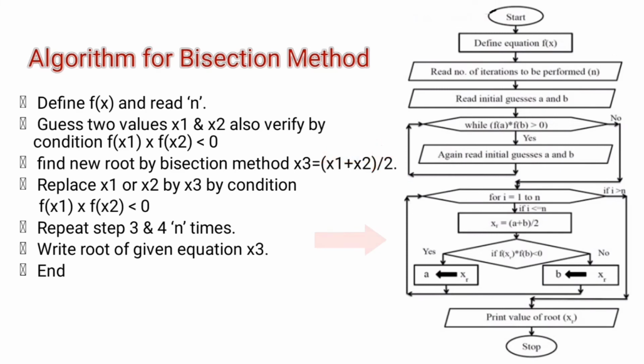Next step is to take the number of iterations. For the first iteration, that is n equal to 1, we have to calculate the value of the approximate root using the bisection formula, that is x3 equal to x1 plus x2 divided by 2. This step will be performed continuously, for which you use a for loop up to the n-th iteration, and at last we have to print the root x3 and the program will end.